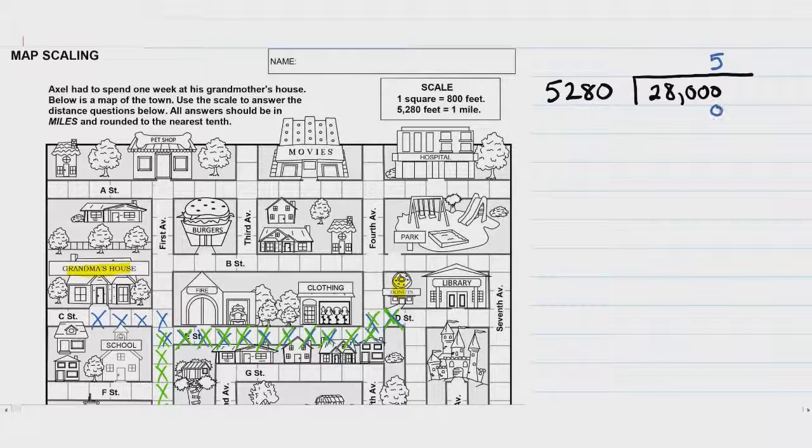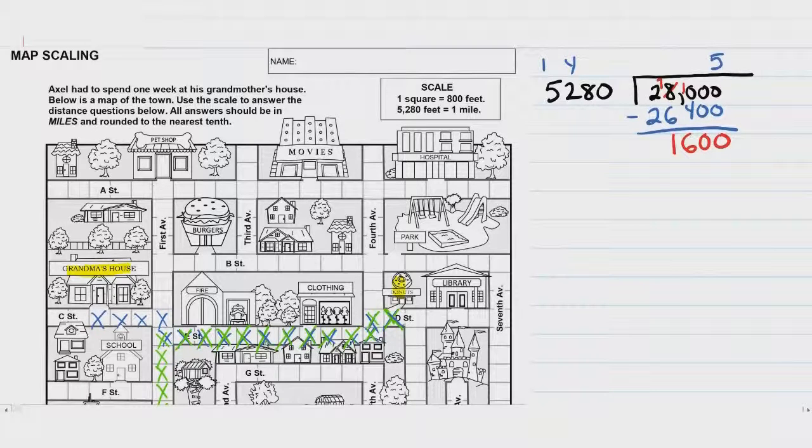5 times 0 is 0. 5 times 8 is 40. Carry the 4. 5 times 2 is 10, plus 4 is 14. Carry the 1. 5 times 5 is 25, plus 1 is 26. And then I subtract. 0 minus 0 is 0. 0 minus 0 is 0. 0 minus 4 you cannot do because the 0 is too small. So the 0 comes to the 8 and says, "Can I borrow, Mr. 8?" And Mr. 8 says, "Sure, I'm big enough." So the 8 turns into a 7, and the 0 turns into a 10. 10 minus 4 is 6. 7 minus 6 is 1.